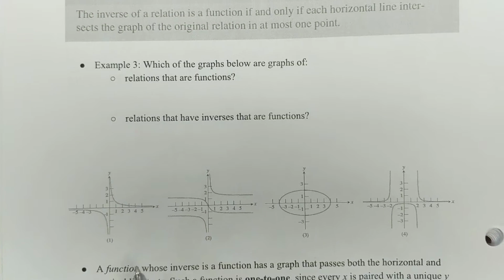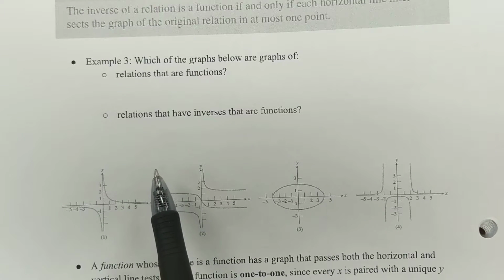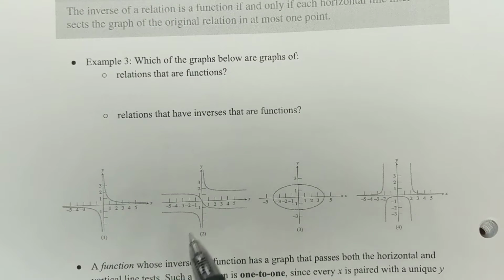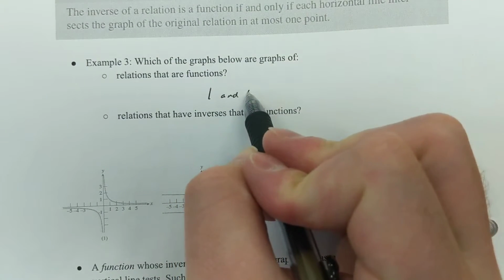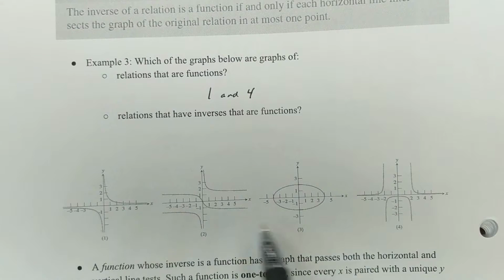So if you look at these 4 graphs, example 3, which of the graphs below are graphs of relations that are functions? That's which ones pass the vertical line test. So 1 and 4 pass the vertical line test, because there are no vertical lines in 1 and 4 that cross more than once.